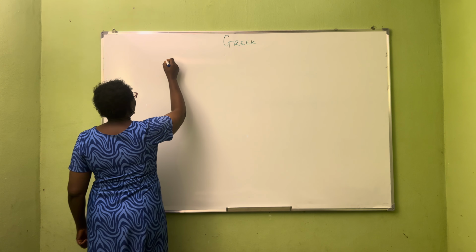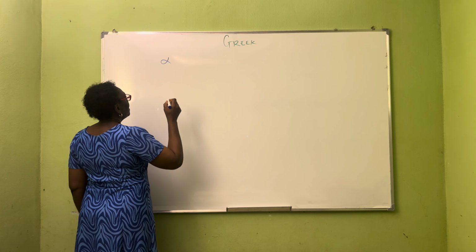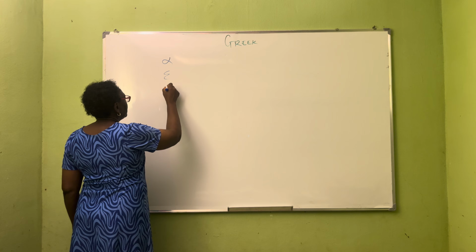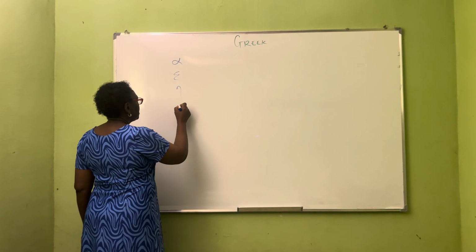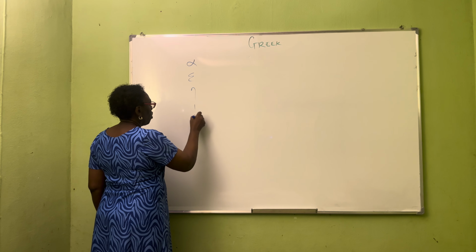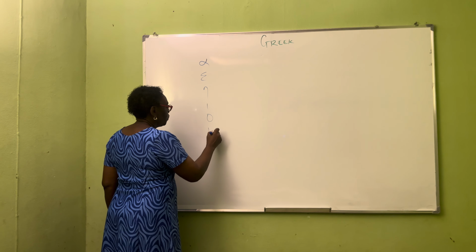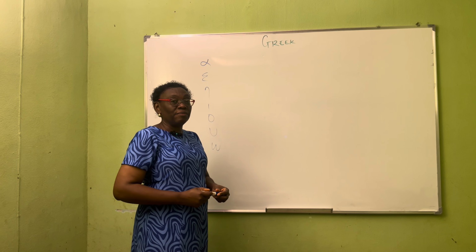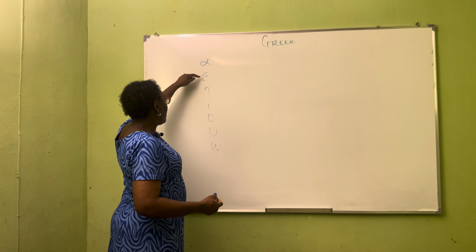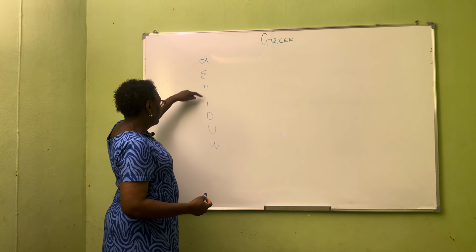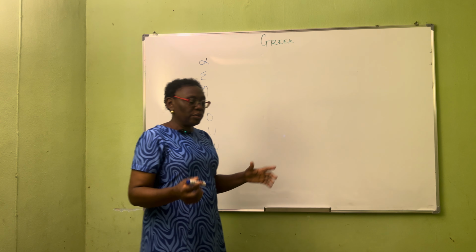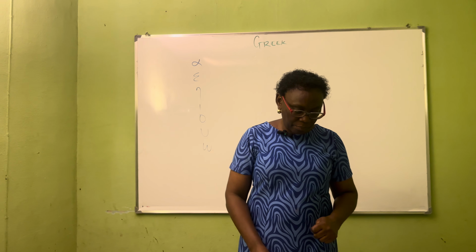Vowels, we have alpha, we have epsilon, there is eta, there is iota, there is omicron, there is upsilon, and the last one is omega. There are 7 of them. Alpha, epsilon, eta, iota, omicron, upsilon, and omega. Those are the 7 vowels.